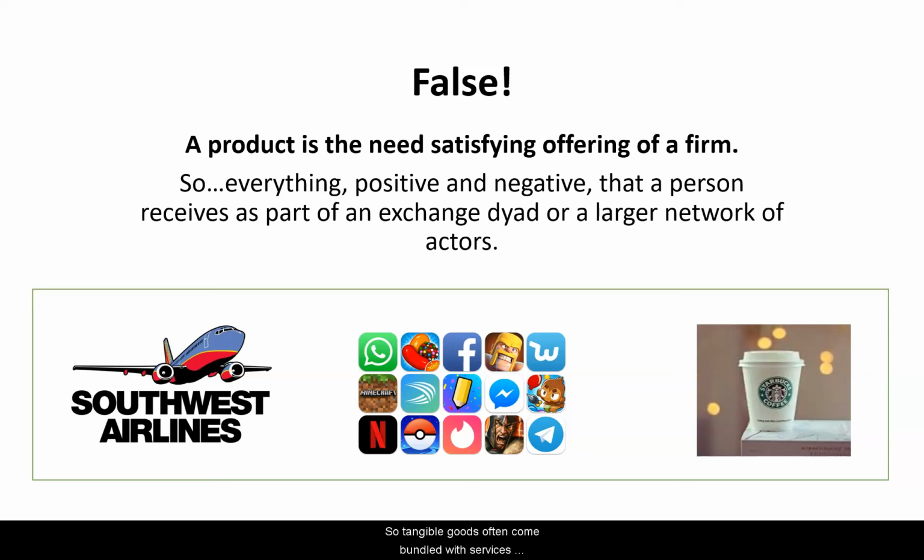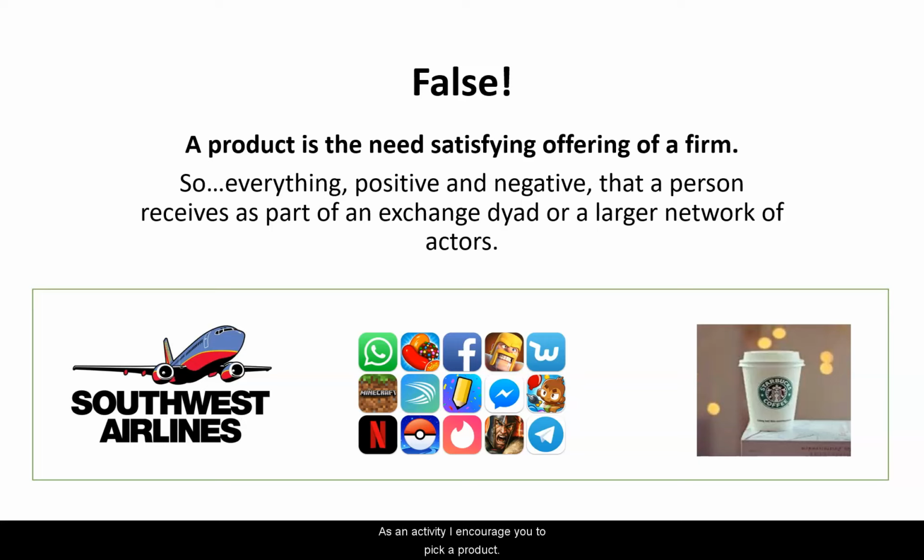So tangible goods often come bundled with services, such as if you're buying a fish. Part of the exchange is that the butcher or fishmonger may offer added services of cleaning and cutting. And when it comes to B2B, it's very common for tangible products to come bundled with additional services like modifications, the delivery schedule, ease of reordering procedures, tech support, and so on.